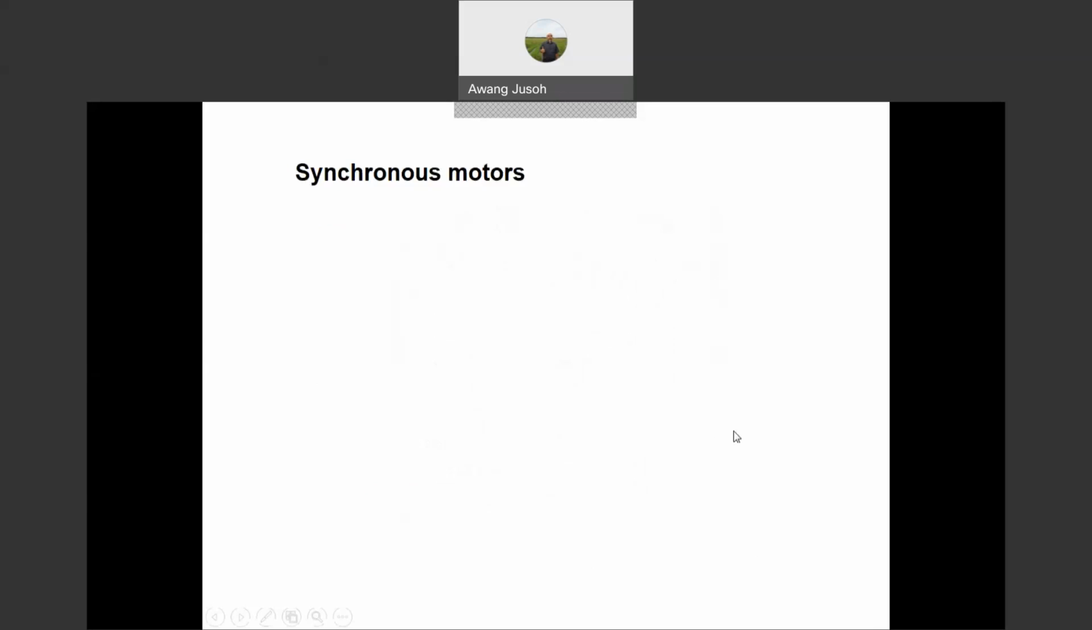Now we go to the synchronous motor. What is the difference between these two? We know that the synchronous generator goes from mechanical to electrical. From mechanical, from the turbine, we get the electrical system. The synchronous motor is different. For the synchronous motor, we have to apply voltage to get the mechanical. So the electrical energy is changed to mechanical energy.